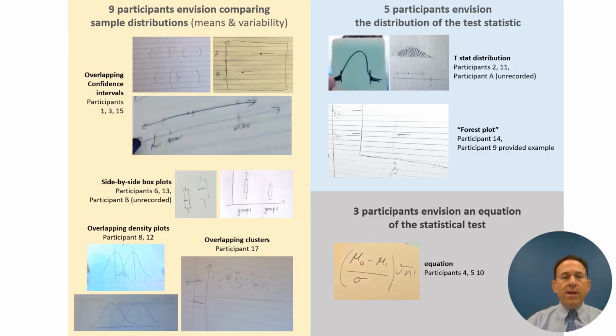We received 9 participants who drew some version of overlapping data distributions. There were 5 participants who drew a single distribution, the distribution of the test statistic itself. And then there were 3 participants who said, we actually don't think of statistical tests in visual terms. We think of them as equations. So there was variation, but in the main, most professional statisticians with long experience think of inferential statistical testing in visual terms.